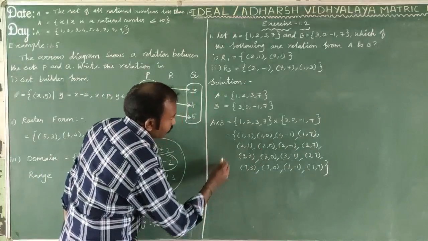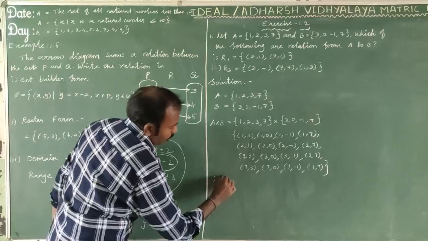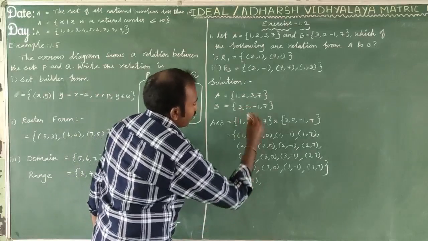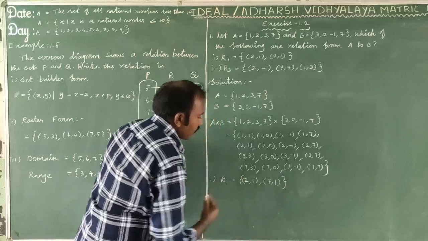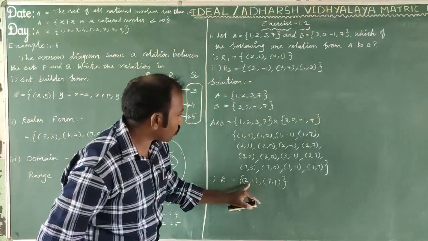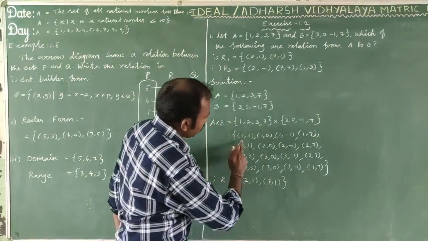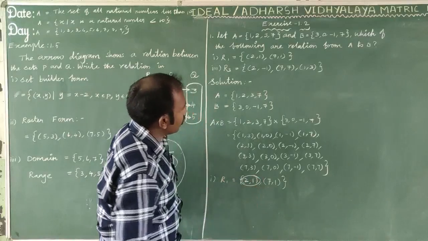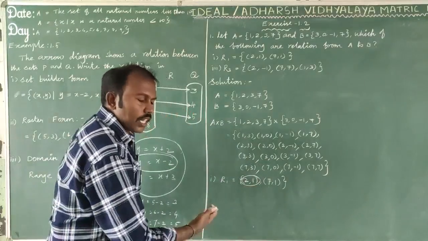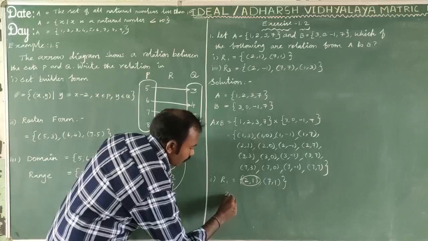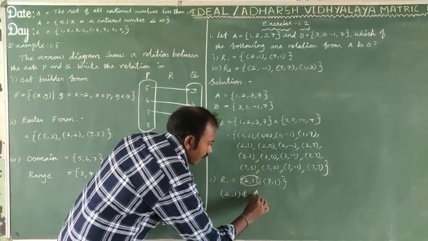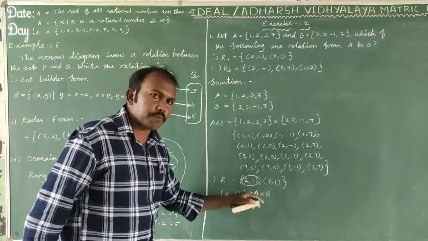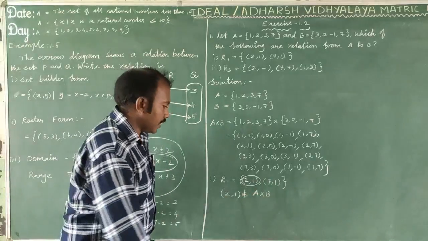Then first subdivision, R1 is equal to {(2, 1), (7, 1)}. Then (2, 1) does not belong to A cross B, and (7, 1) also does not belong to A cross B. So R1 is not a relation from A to B. That's all.